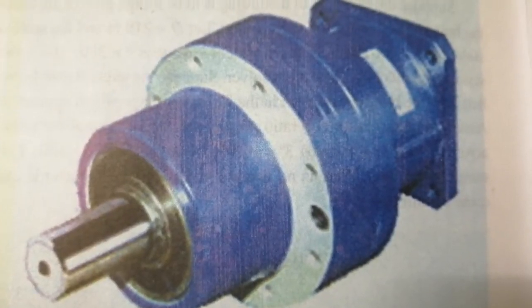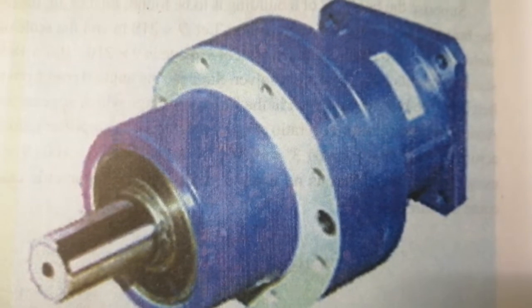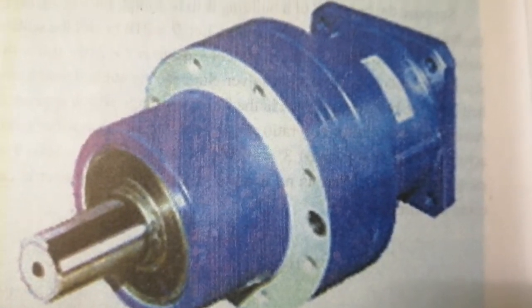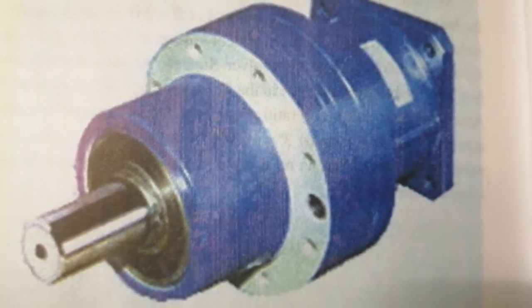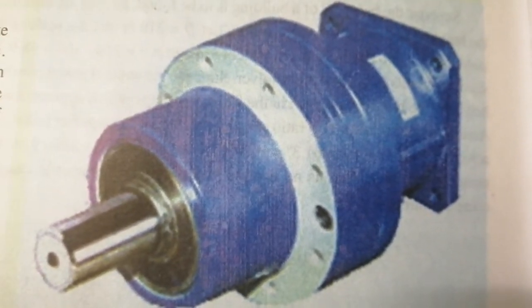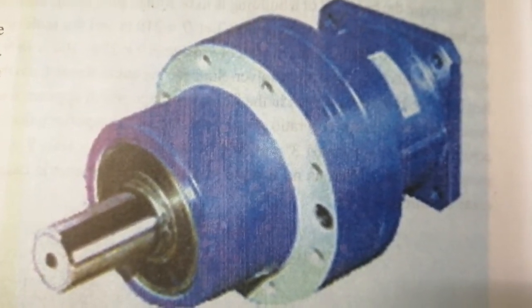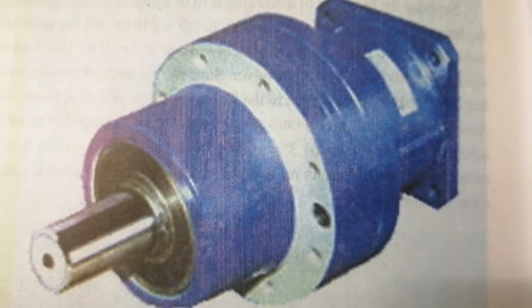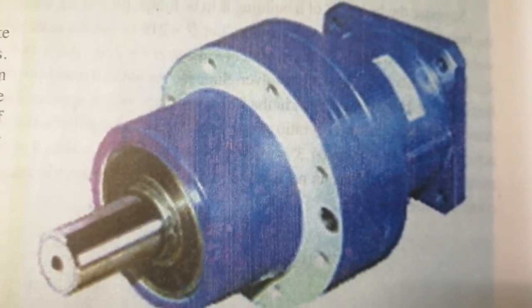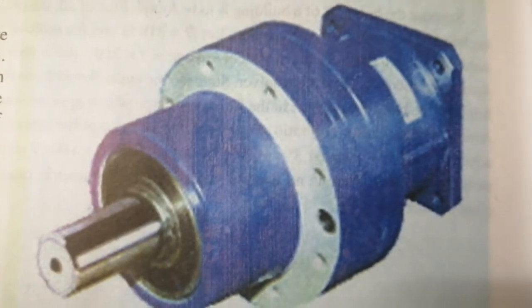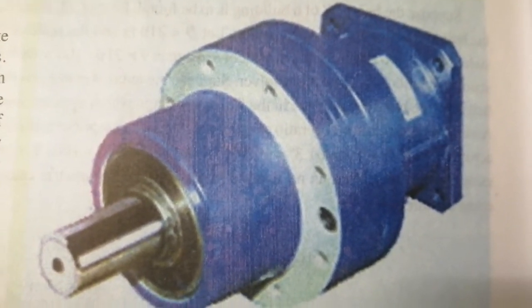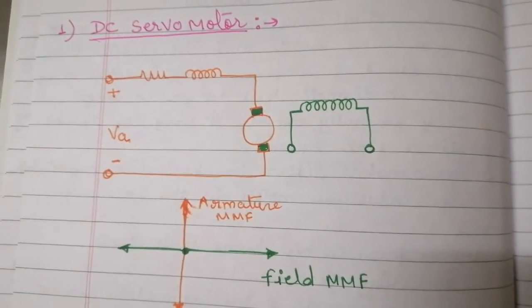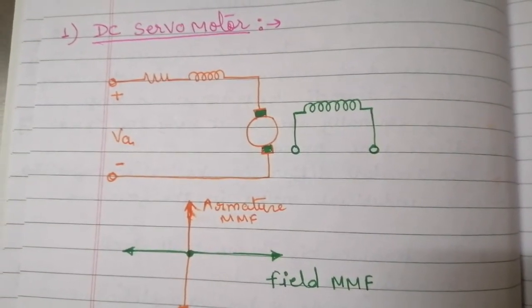Mainly a servo motor can be operated on DC and AC. So it can be differentiated on the basis of its operation. There are two types of servo motor, DC servo motor and AC servo motor. So let's start with the DC servo motor. This is the circuit for the DC servo motor.